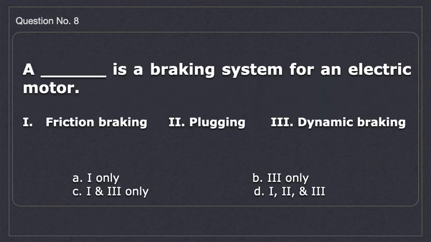Question number 8. A blank is a braking system for an electric motor. 1. Friction braking, 2. Plugging, 3. Dynamic braking. A. 1 only, B. 3 only, C. 1 and 3 only, D. 1, 2, and 3. Answer: D. 1, 2, and 3.